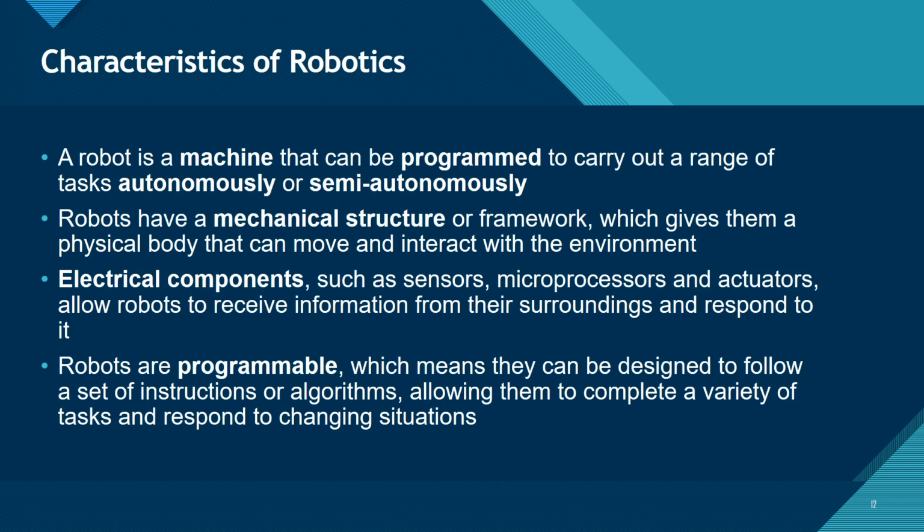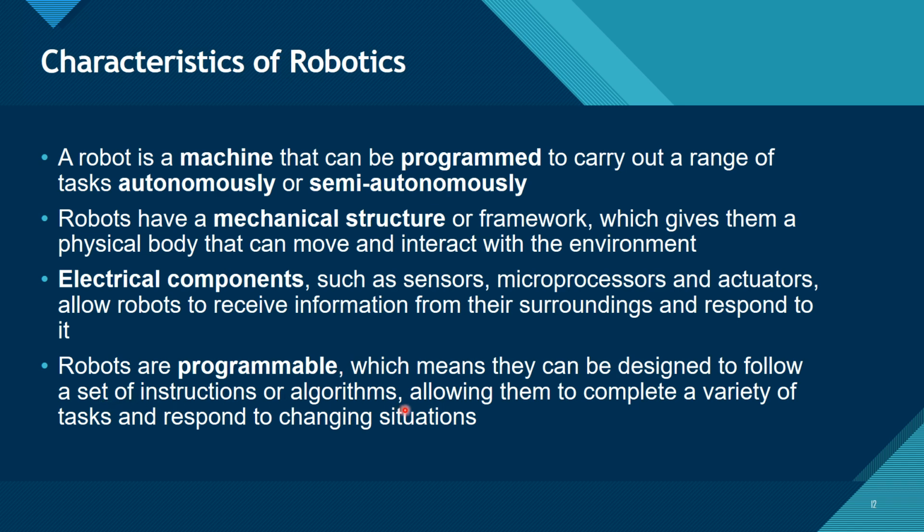Then there are some characteristics of robots. A robot is a machine that can be programmed to carry out a range of tasks autonomously or semi-autonomously. Robots have a mechanical structure or framework which gives them a physical body that can move and interact with the environment. Then robots have electrical components such as sensors, microprocessors, and actuators, which allow robots to receive information from their surroundings and respond to it.